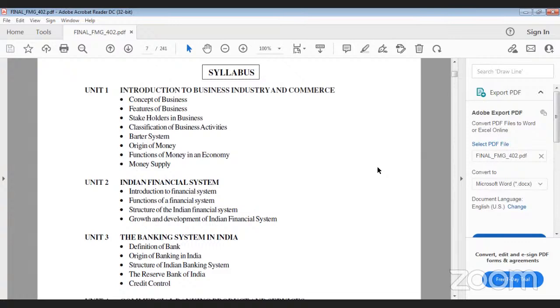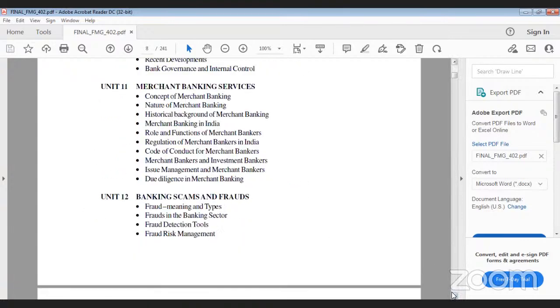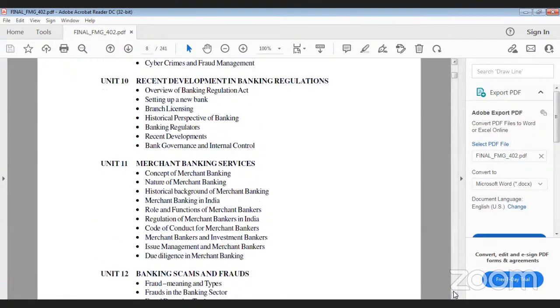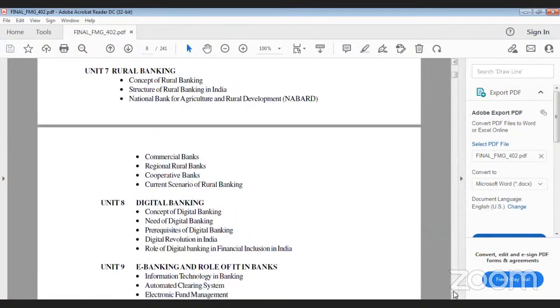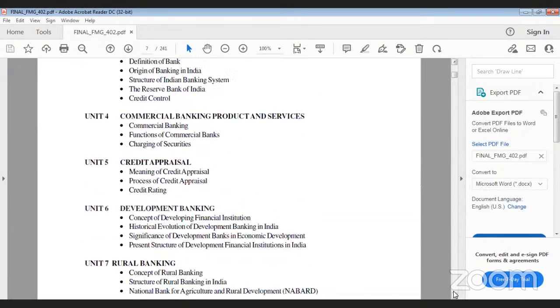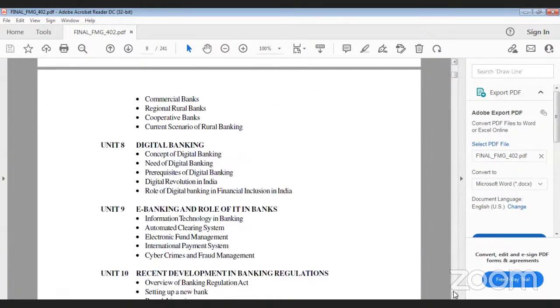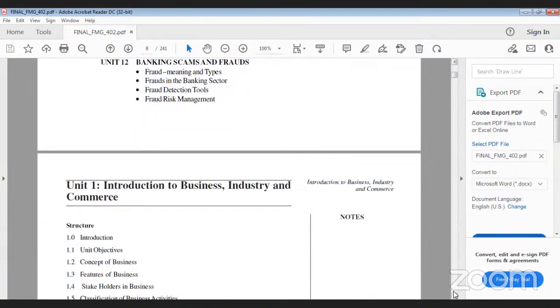Now we go for the Indian financial system, which is the introduction of the financial system and functions of the financial system, structure of the Indian financial system, growth and development of the Indian financial system. So these are the main streams of the related unit, which is unit number 2. Let's start from there.